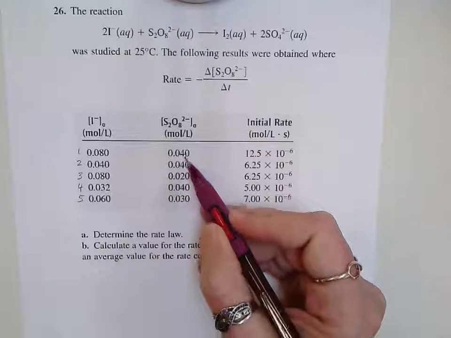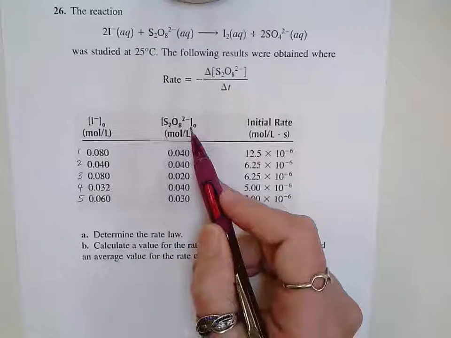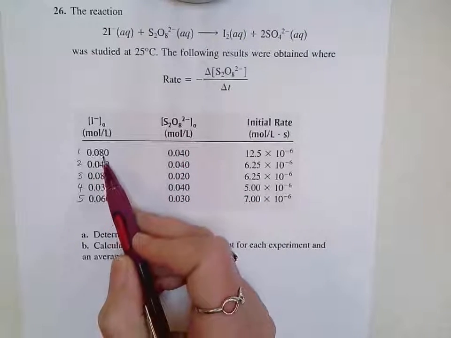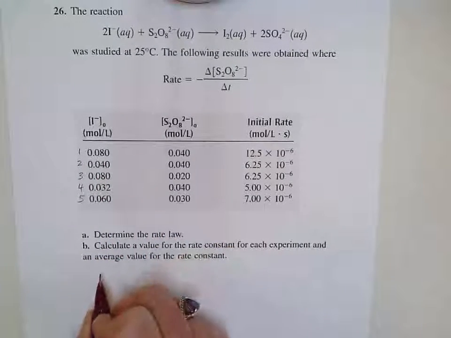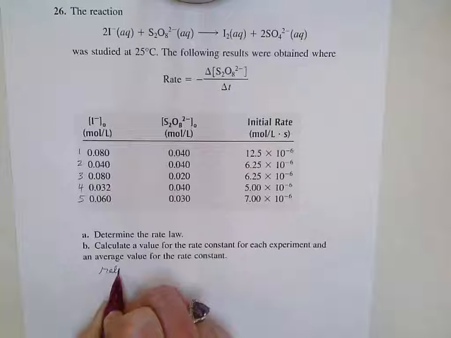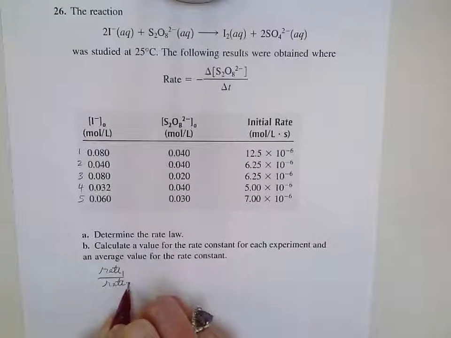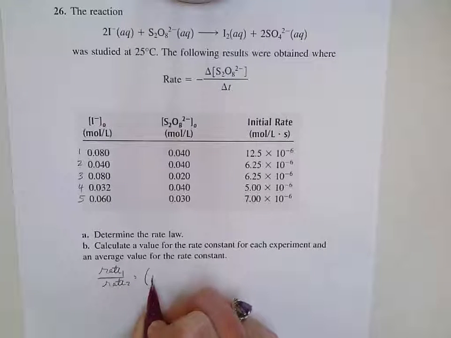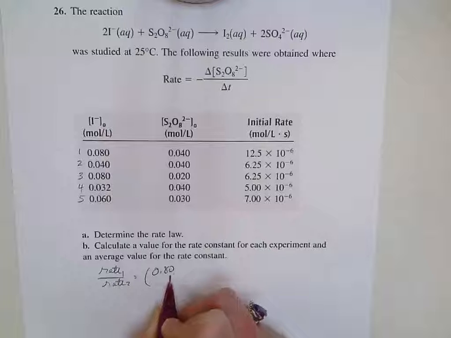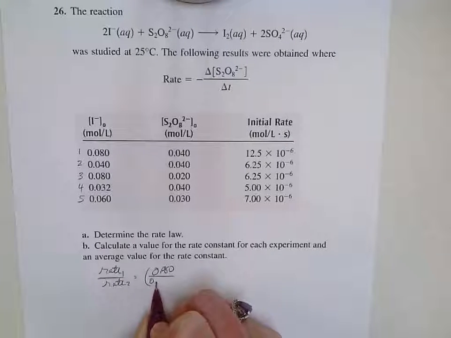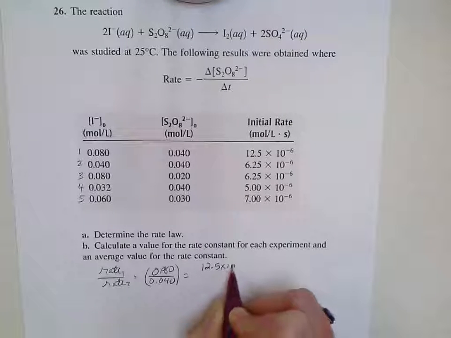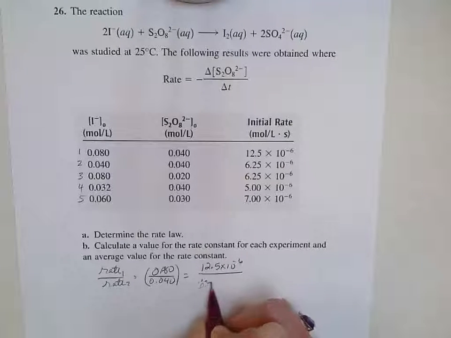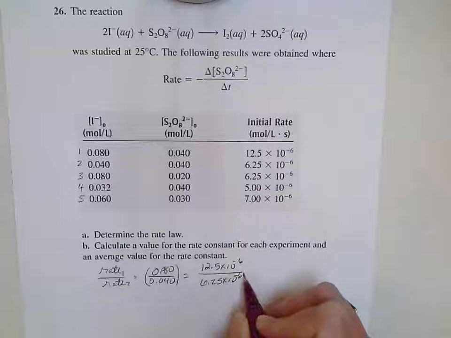Here in experiment 1 and 2, this S2O8 was held constant and this was doubled. So I'm going to compare experiment 1 to experiment 2. So it's going to be rate for 1 over rate for 2 is going to equal 0.80. I need another 0 in there. 0.040 is going to equal 2.5 times 10 to the negative 6 divided by 6.25 times 10 to the negative 6.